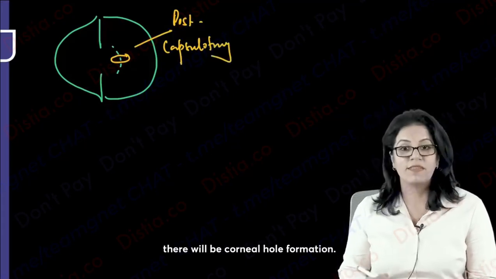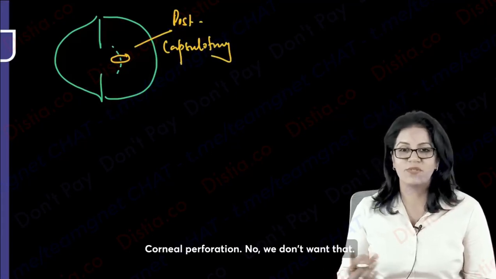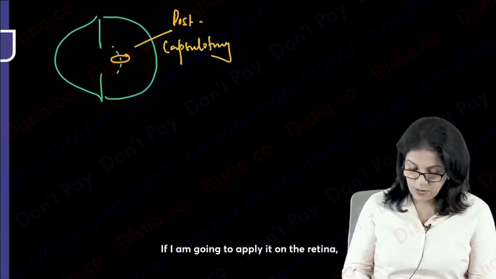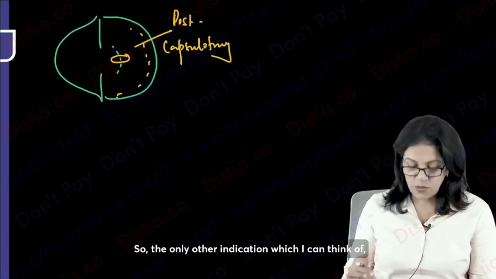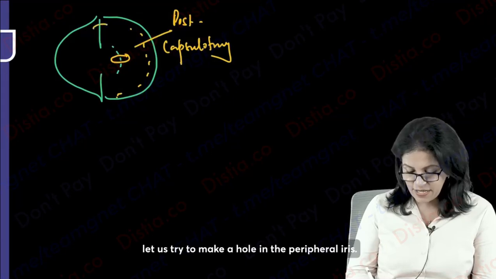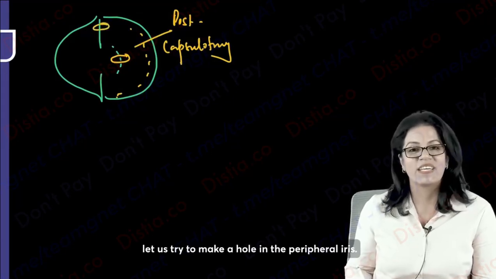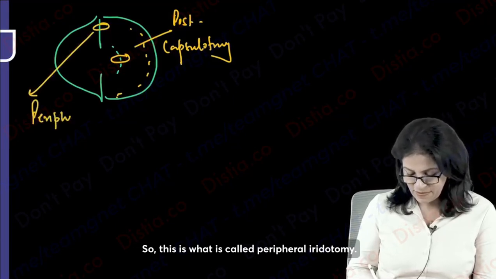If I put it on the cornea, there will be corneal hole formation. We don't want that. Corneal perforation, no, we don't want that. If I am going to apply it on the retina, there will be a retinal hole. I don't want that either. So the only other indication which I can think of, let us try to make a hole in the peripheral iris.